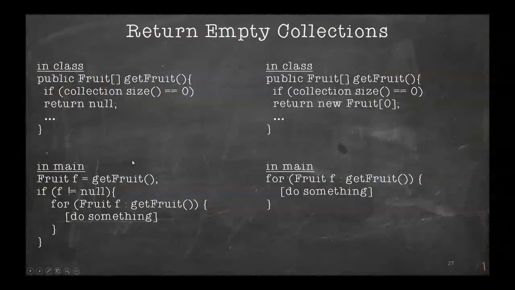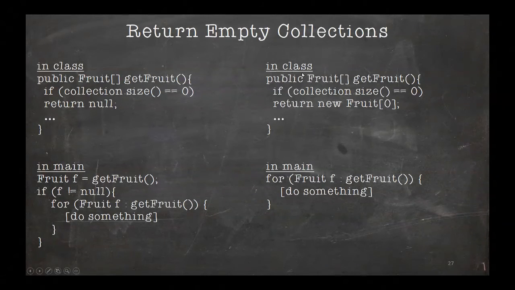In main, when you go fruit f is equal to getFruit, you have to rely on the implementer or the user of your code to check for null. If f is not equal to null, then you iterate through your array. So you're relying on the end user to check. They're not necessarily going to, and if they don't, they're going to get an error.